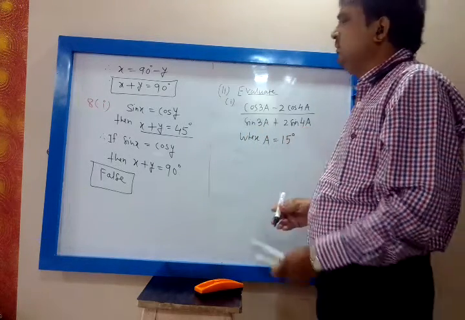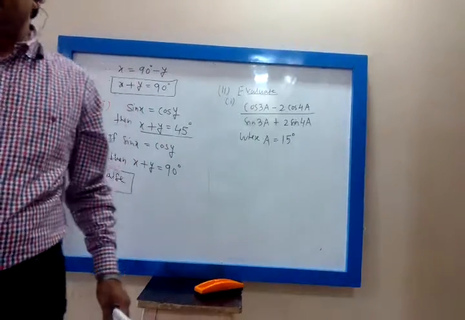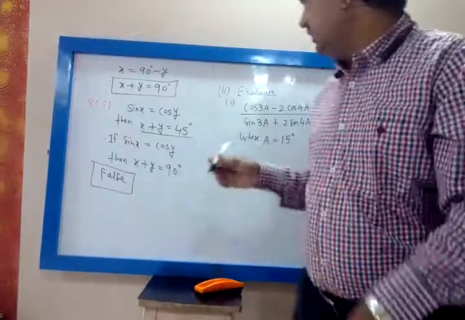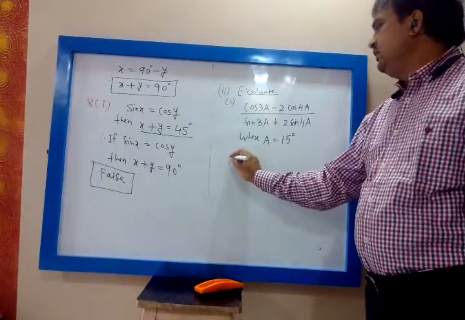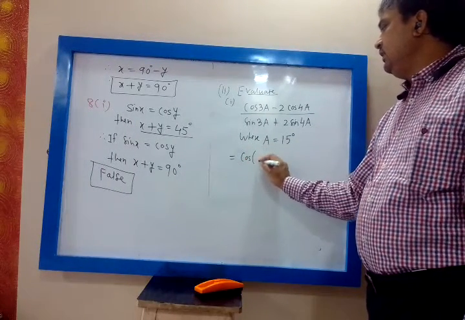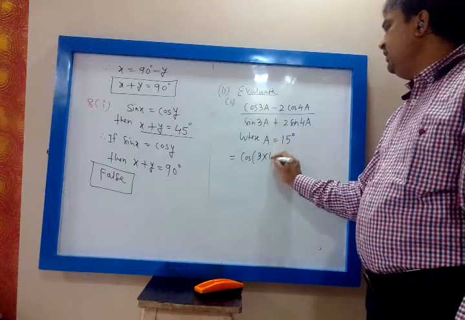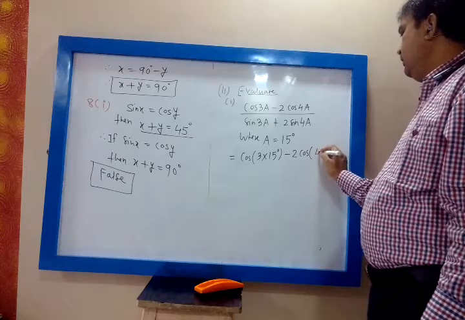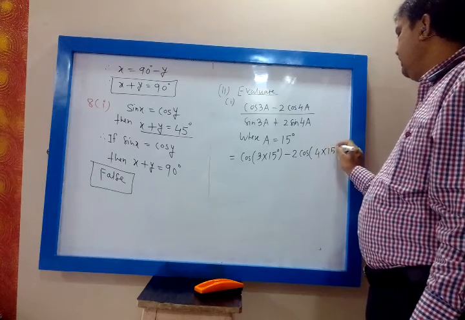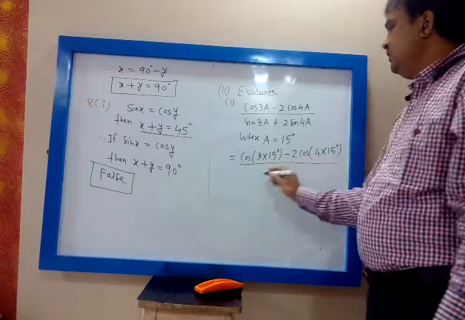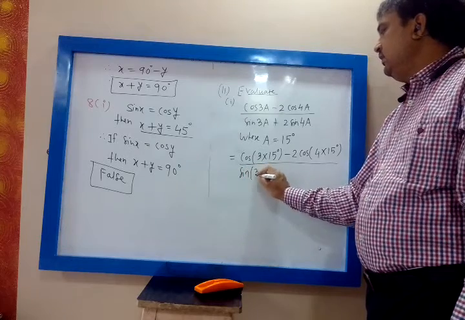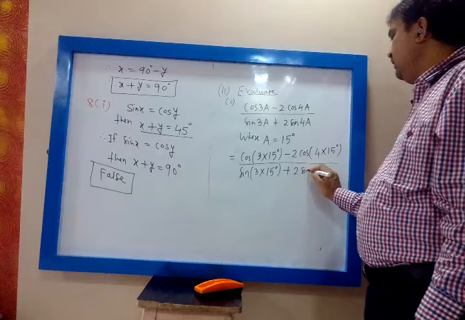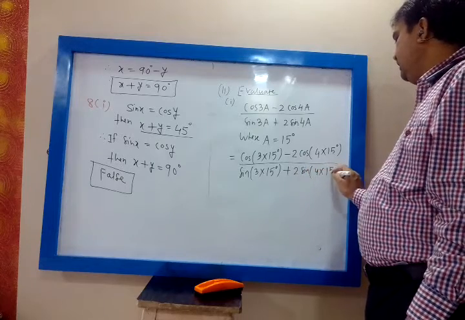You just substitute the value of a and simplify. So this becomes cos 3a, 3 into 15 degrees, minus 2 cos 4a, 4 into 15 degrees, upon sin 3a, 3 into 15 degrees, plus 2 sin 4a, 4 into 15 degrees.